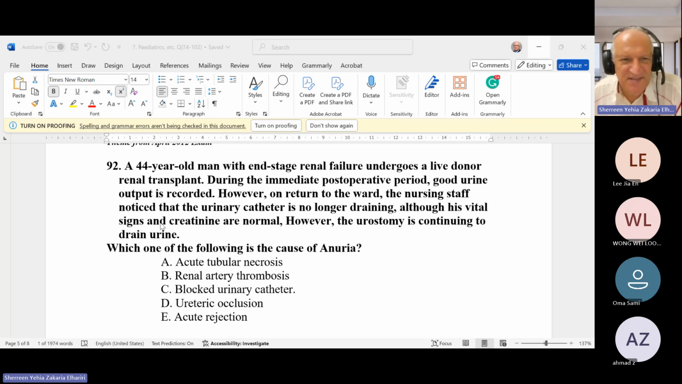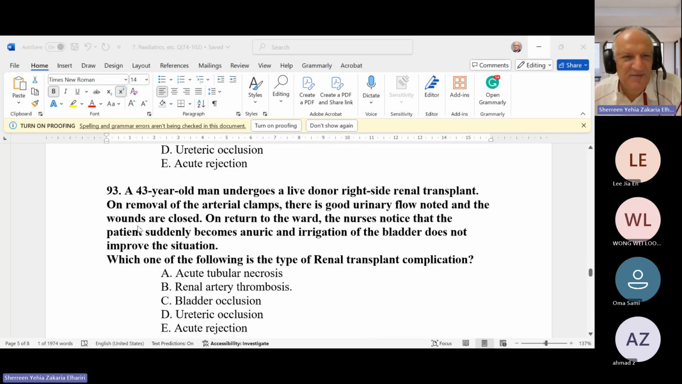Okay, because the next question is the same but different. We can see the difference now. The next question is a 43-year-old man who undergoes live donation right-side renal transplant, with removal of the arterial clamp. There is good urine flow and the wound is closed, and he returns to the ward. The nurse notices that the patient suddenly becomes anuric and irrigation of the catheter does not improve the situation. So what type of renal transplant complication? In this situation, what is your diagnosis?